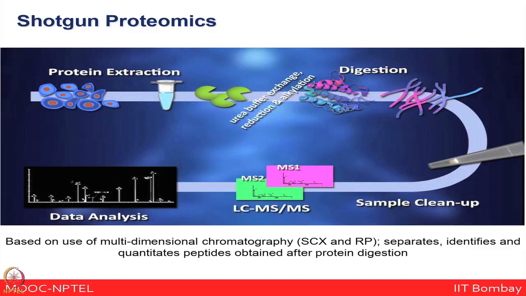There are different types of mass analyzers available, could be quadrupole, time of flight, ion trap, orbitrap; many types of configurations are available. And then one could use MSMS to generate the peptide spectrum and then use databases for peptide search. And eventually you will get the hit for the protein identification.